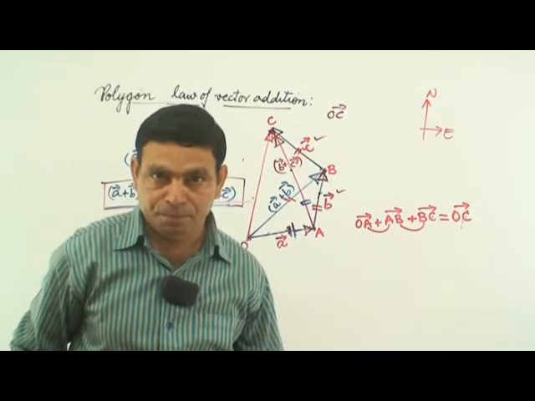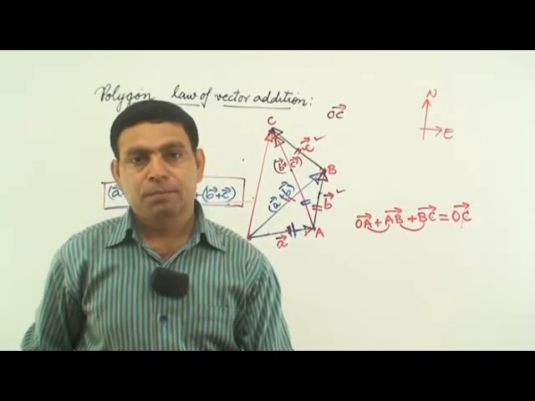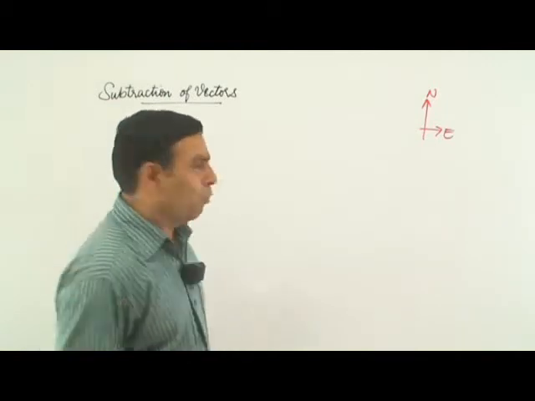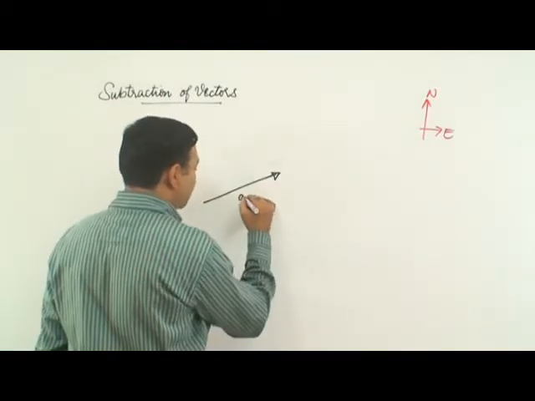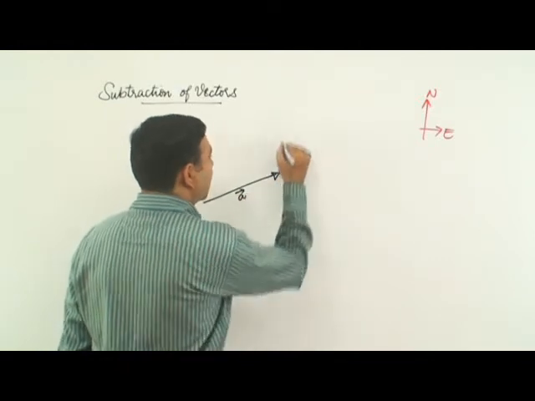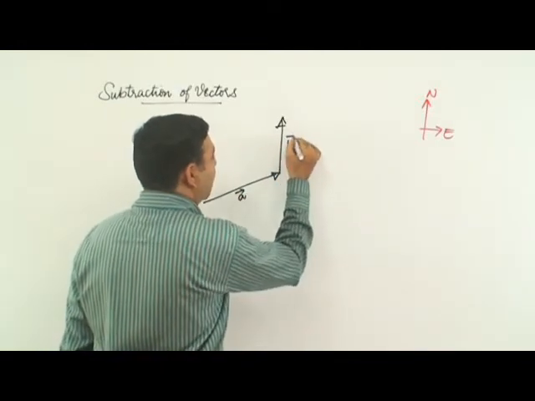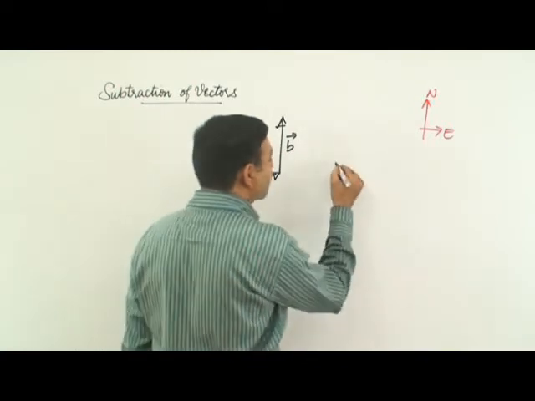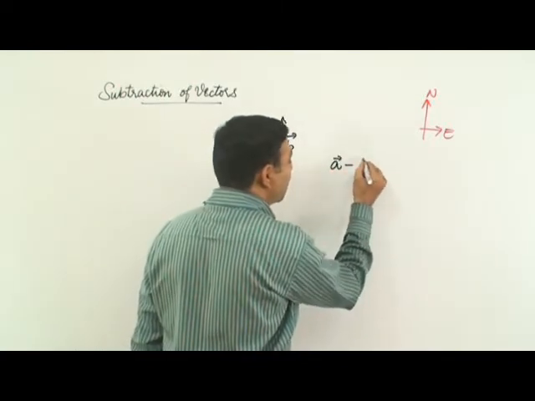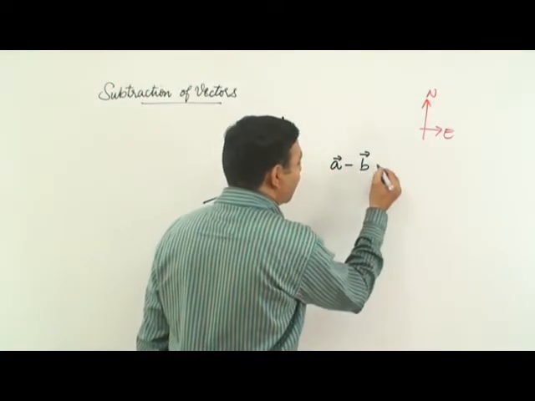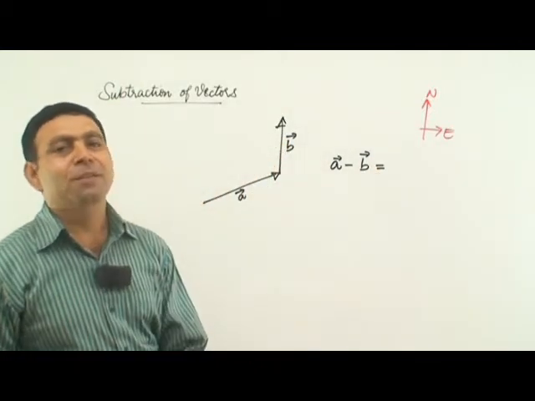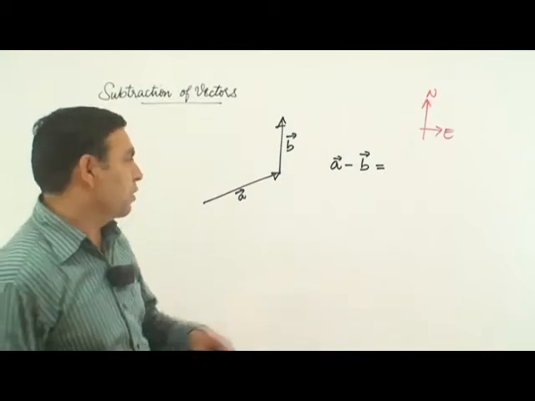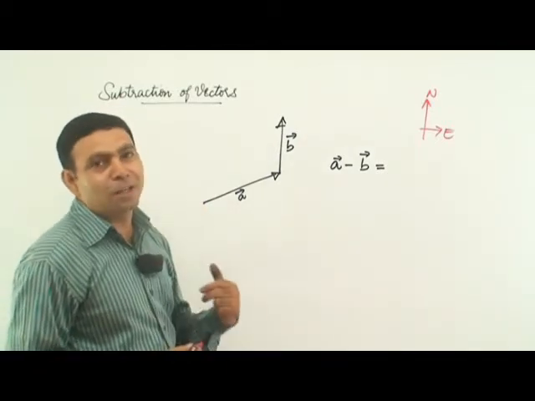Fine. Let's now discuss subtraction of vectors. Suppose this is vector A and this is vector B, and I need to subtract vector B from vector A. That means I need A minus B. In fact, there is no separate law for subtraction of vectors. Subtraction of one vector from another is done by the laws of vector addition only.